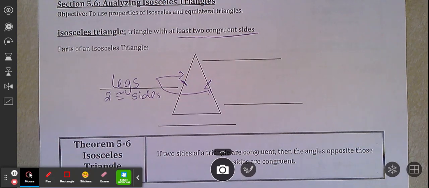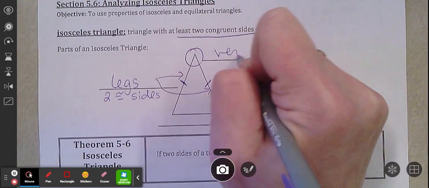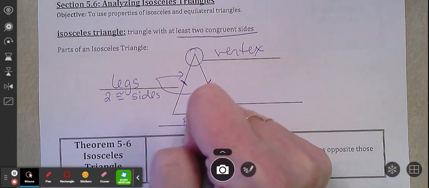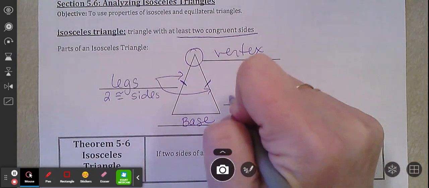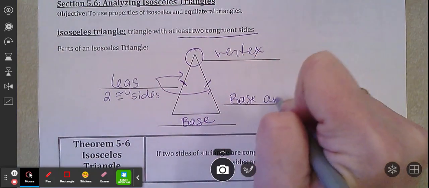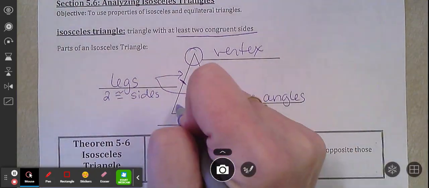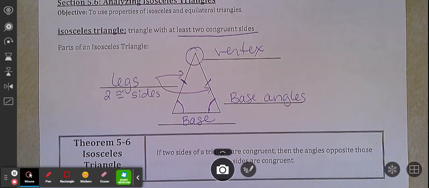The angle where the two legs meet is called the vertex. The side opposite the vertex is called the base. And then we have something called base angles. The base angles are the angles where the legs meet the base, so this one here and this one here. Those are the parts of an isosceles triangle.